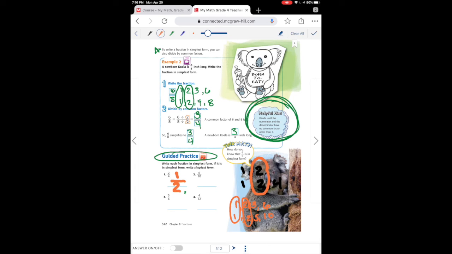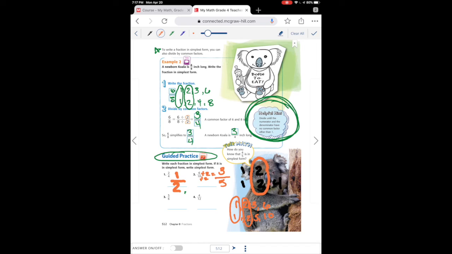So I need to divide 6 by 2 and 10 by 2. 6 divided by 2, well, I know that 3 times 2 is 6, so 6 divided by 2 is 3, and 10 divided by 2 is 5. So 6/10 in its simplest form is 3/5.